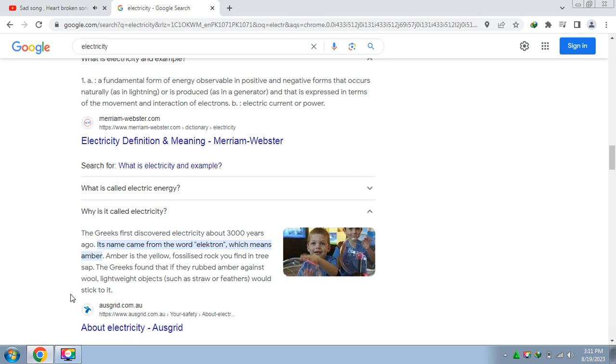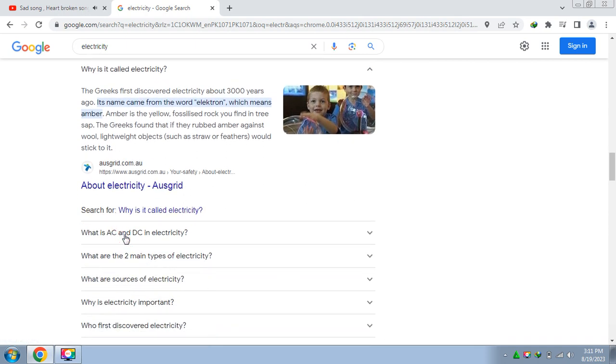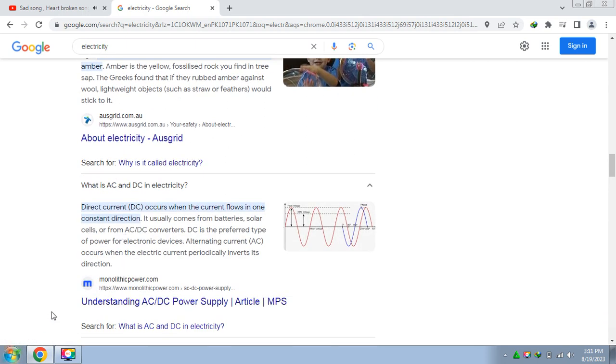An example: the fundamental form of energy absorption in the positive and negative form of the core naturally is also called electricity. And the example of electricity is electric current or power. Why is it called electricity? The Greeks discovered electricity about 3,000 years ago. Its name came from the word electron, which means amber.